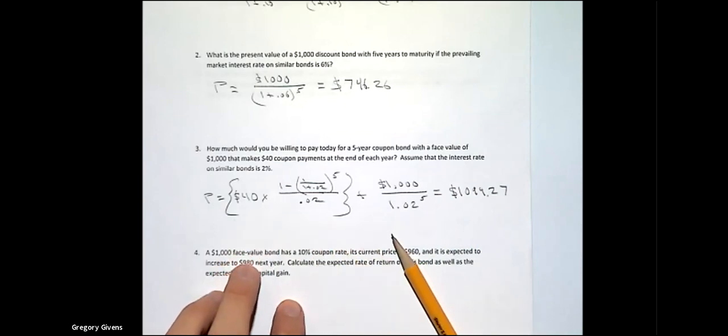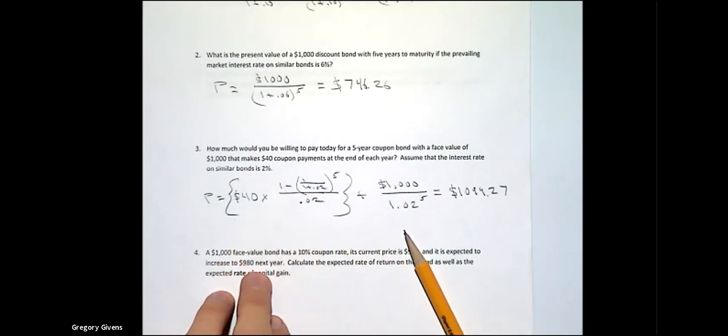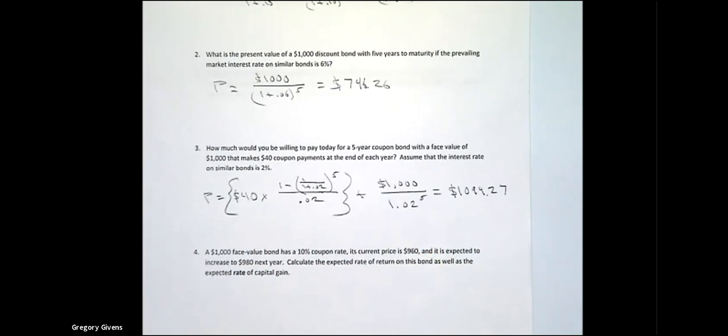or you could have done what? You could have simply summed up the present value of all 6 future payments. That is 40 divided by 1.02 plus 40 divided by 1.02 squared plus dot, dot, dot, all the way out to 1,000 divided by 1.02 raised to the 5th.